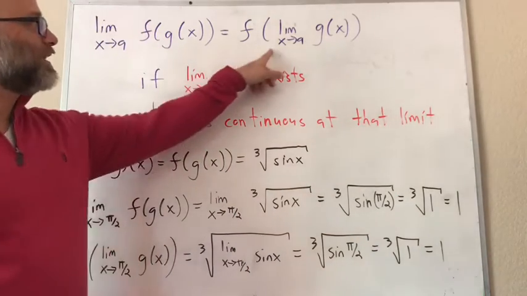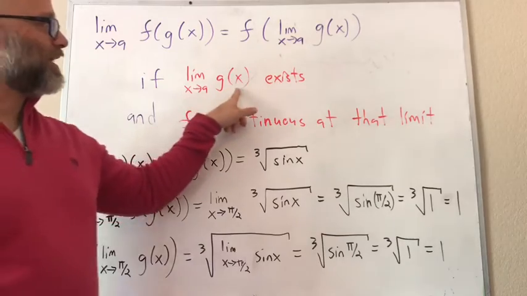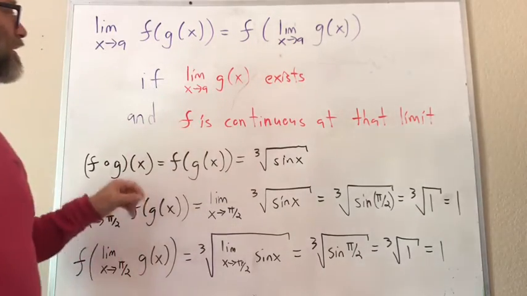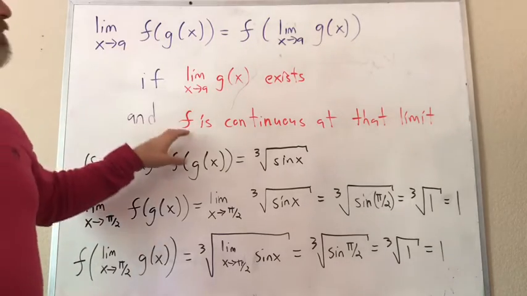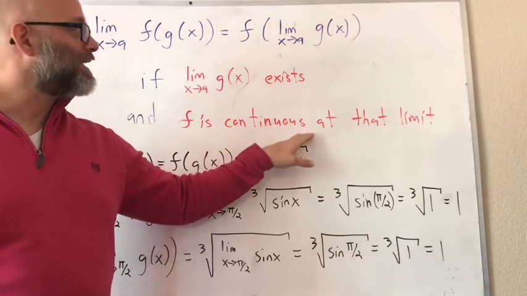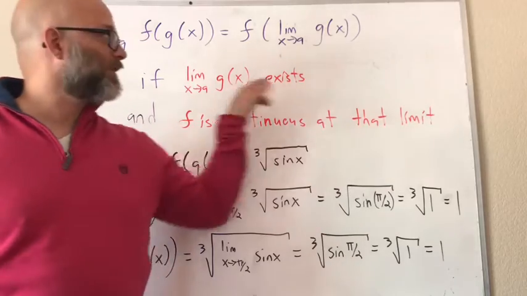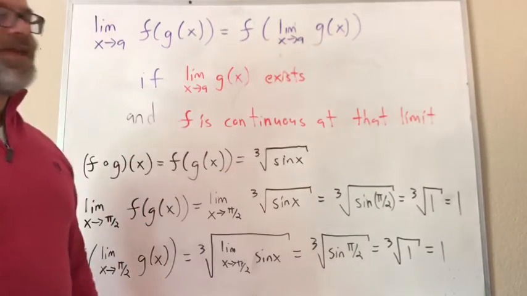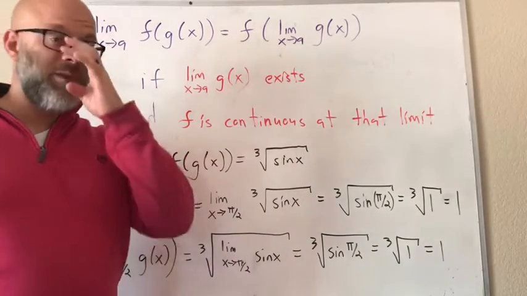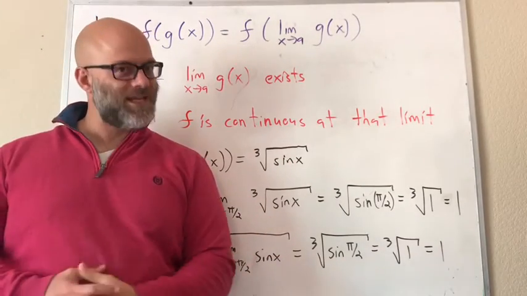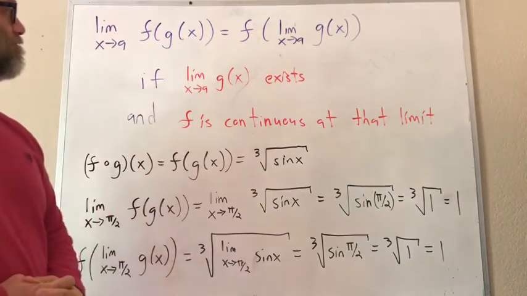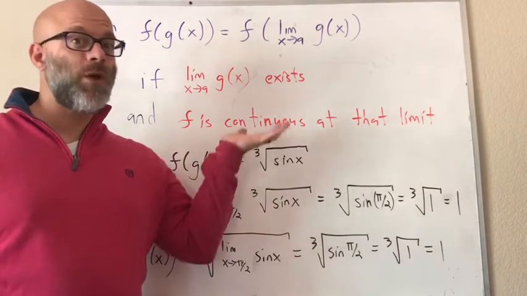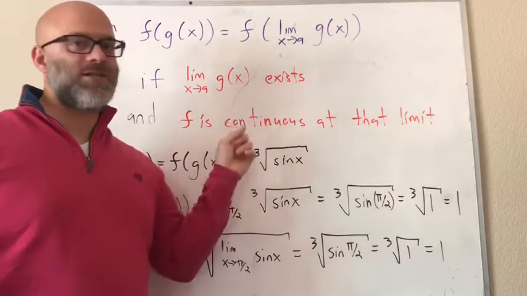1, this limit, the limit as x approaches a of g of x, must exist. It can't be DNE. And f, the outer function, must be continuous at this limit. So whatever limit comes out here, f actually needs to be continuous there. Okay, now the truth is most of your basic functions are continuous at most places, and your limits exist on most of these functions in most places. So very often this will work, but not always. These conditions always have to hold.